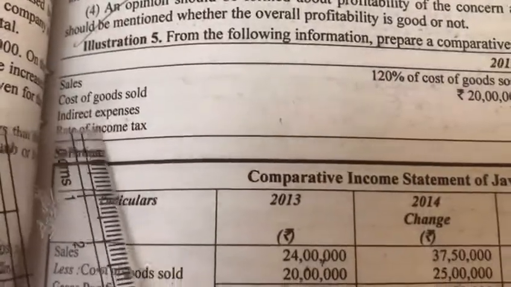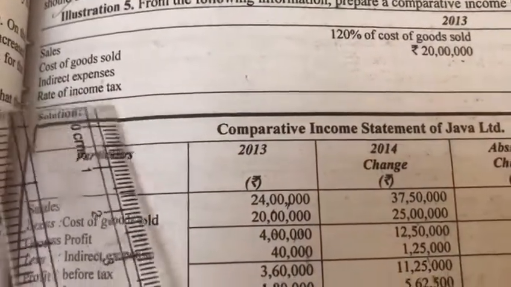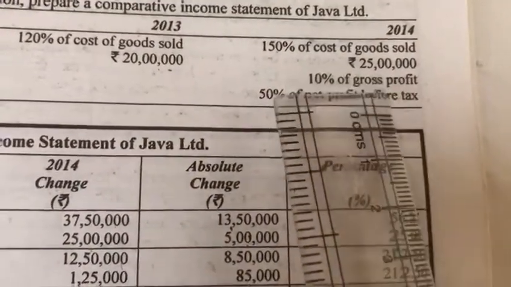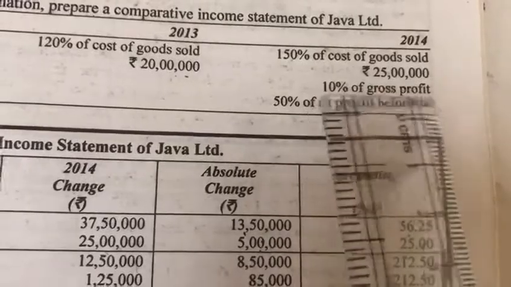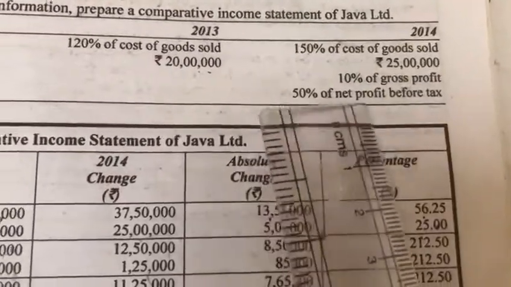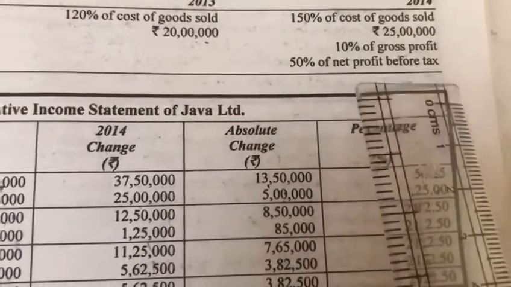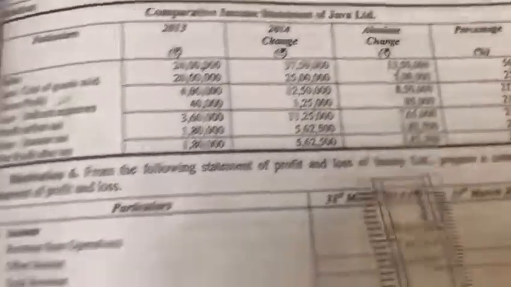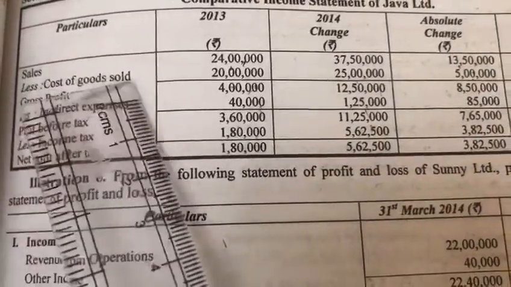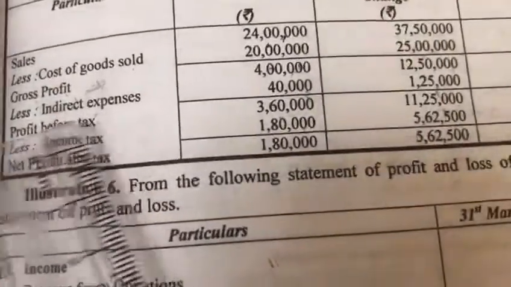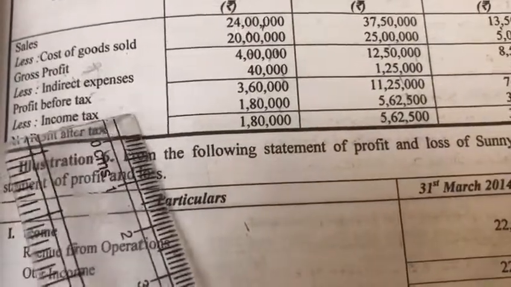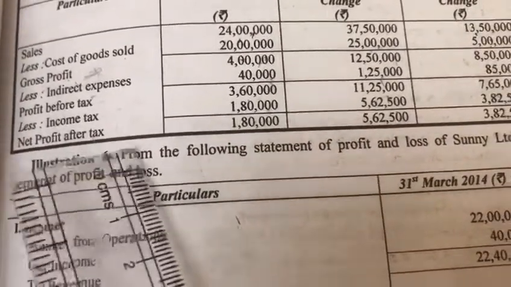Now come to the next item, indirect expenses, and also the rate of income tax that is given. So for indirect expenses, they mentioned 10% of gross profit. Students, calculate 10% of gross profit for both 2013 and 2014, and they've mentioned 50% of net profit before tax. So the tax to be deducted is 50%. Look here, the calculation is like this. The format will be sales less CGS, then you'll get gross profit. From gross profit, deduct indirect expenses, and then you'll get profit before tax, and less tax, you'll get net profit after tax.